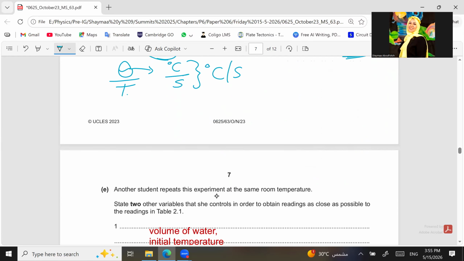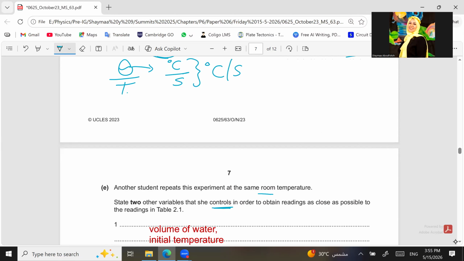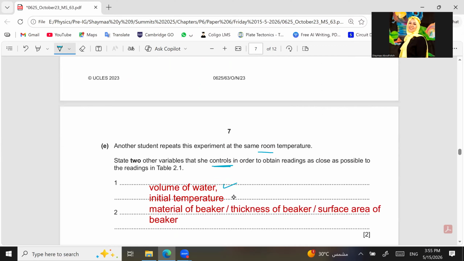Another student repeats this experiment at the same room temperature. State two other variables she should control in order to obtain readings as close as possible to the first reading. The variables to control are the same volume of the water, the same starting temperature, the same material of the beaker, the same thickness of the beaker, and the same surface area of the beaker. All of them will be right.